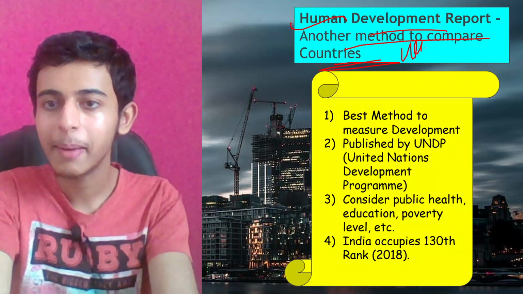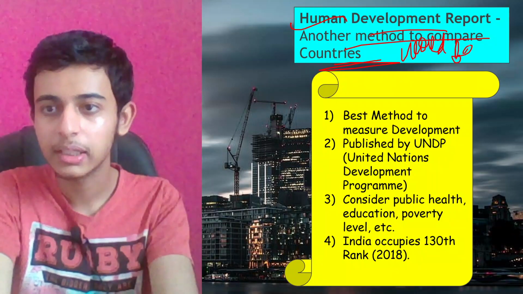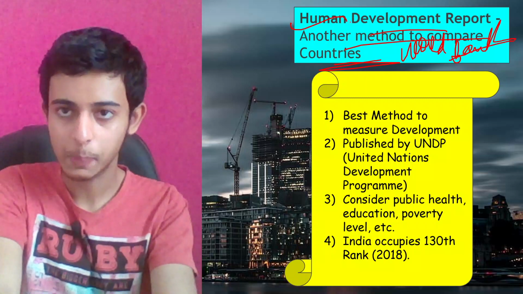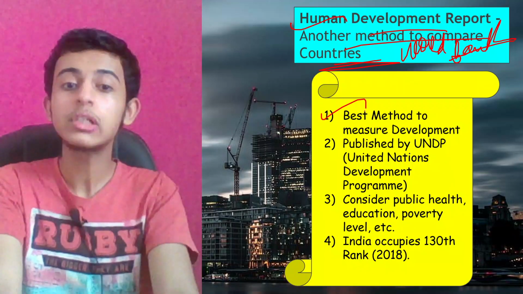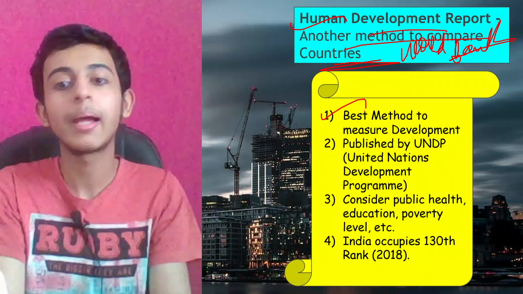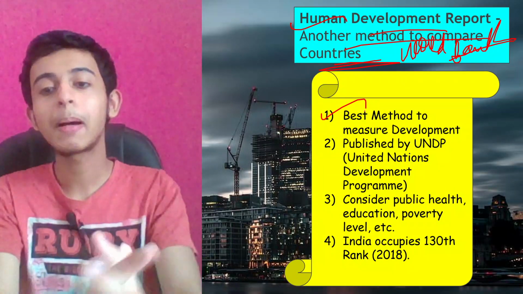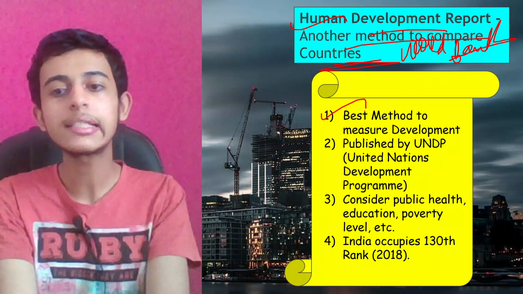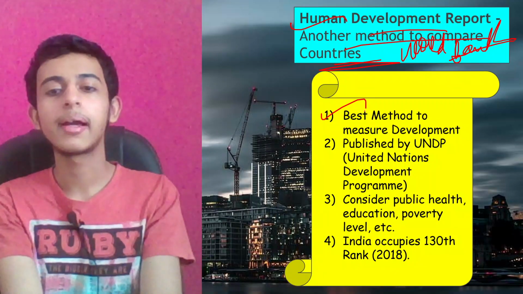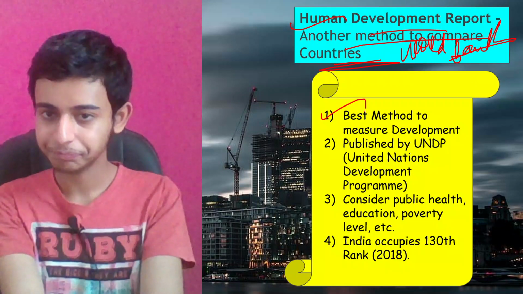Okay. Now we have the Human Development Report, another method to compare countries. Earlier we saw the World Bank's per capita income. Now we are looking at the Human Development Report. It is considered to be the best method to measure development. Why? Let's understand that. It is published by the UNDP. UNDP is an organization whose full form is United Nations Development Program.